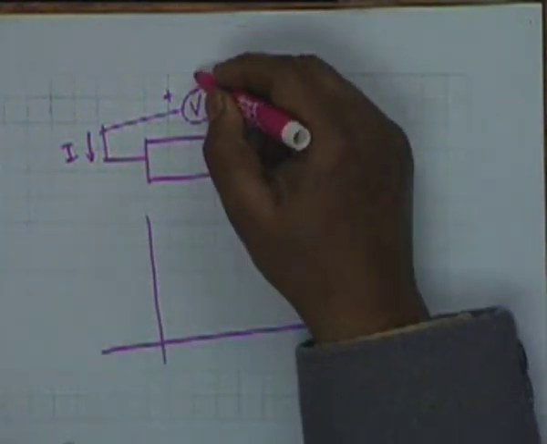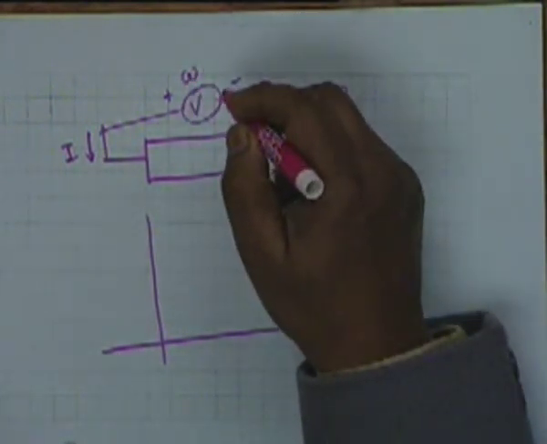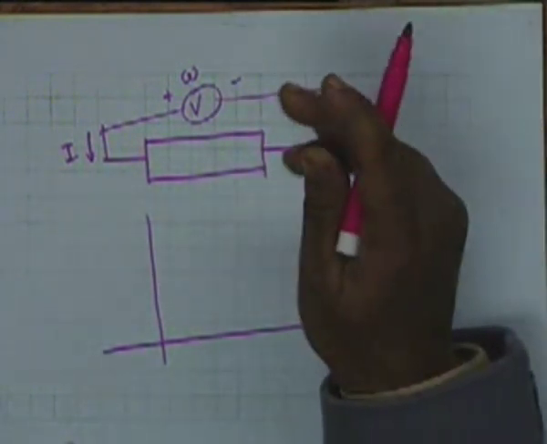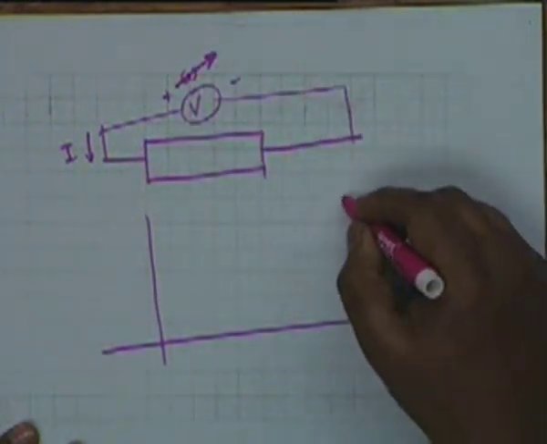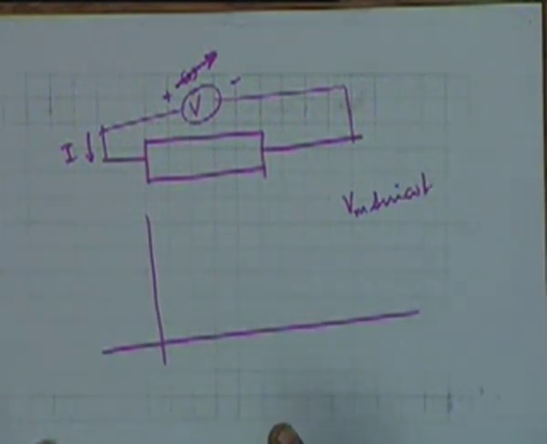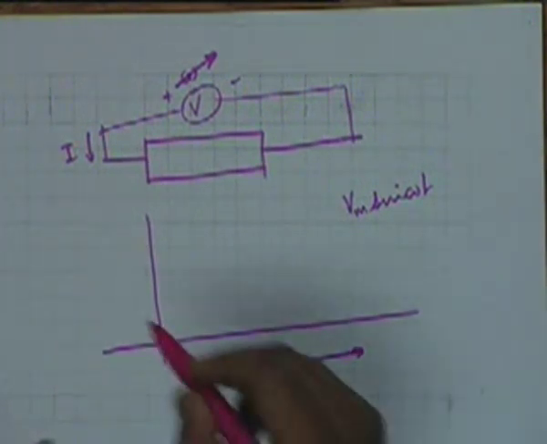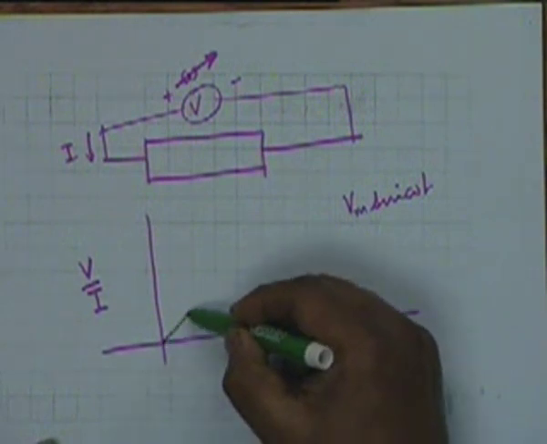Now, this V can be of any frequency. In other words, the voltage source is a sinusoidal source for simplicity, whose frequency can be varied. So, it is of the form Vm sine of omega t or cosine omega t. It is a sinusoidal voltage. If the frequency is varied and you measure the ratio V by I, then one can show that the variation would be like this.